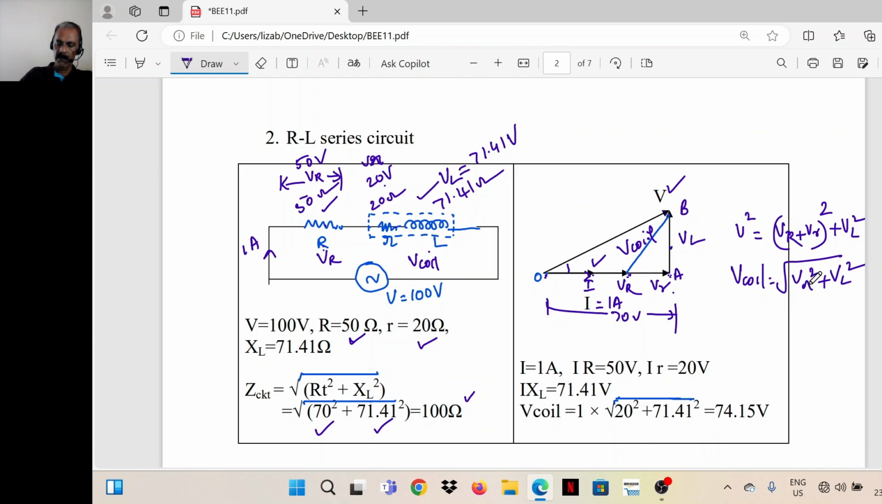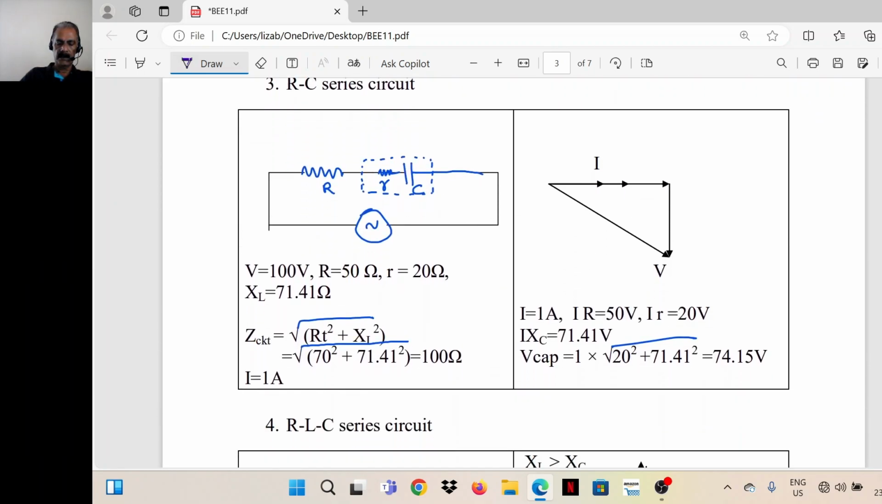So V small r is 20, VL is 71.41. So V coil we can calculate as 1 ampere into, for this voltage, it is 74.15 volts.